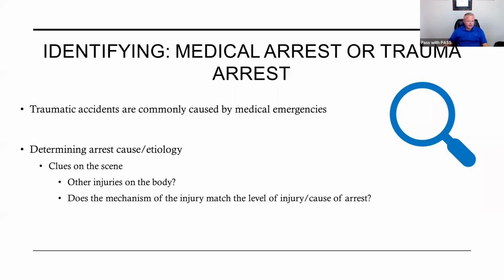So you get there and maybe they've hit a telephone pole or a parked car, but there's minimal damage. The bystanders are saying they were only going about 10 to 15 miles an hour. That's probably not going to cause somebody to have a traumatic arrest. If you get there, though, obviously the mechanism of injury is going to play a big portion into this.